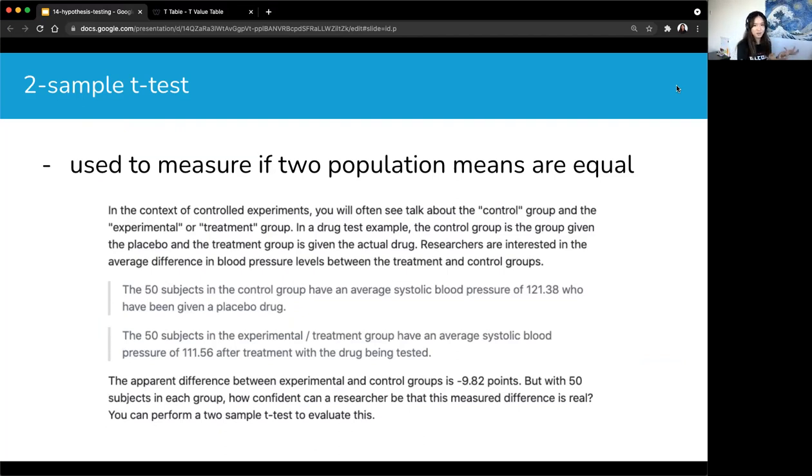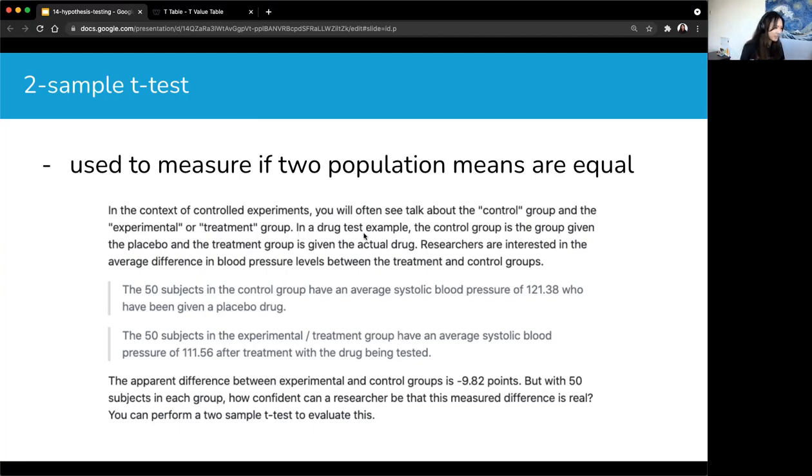And this is a pretty common example. So an example here, let's use this one. In the context of controlled experiments, you'll often see talk about the control group and the experimental or treatment group. So imagine you're trying to test the effectiveness of a drug. A group will get a placebo drug that doesn't actually do anything, and a group will get the actual drug, and they want to test whether there is an effect.